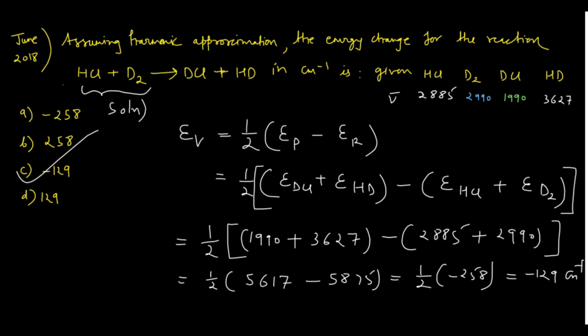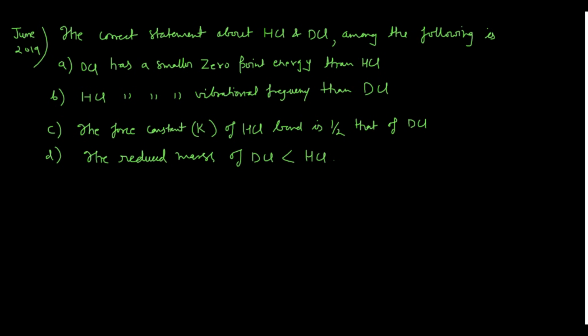Now moving to the next problem. It is again from the June 2019 examination, and the problem is saying: the correct statement about HCl and DCl among the following is: DCl has a smaller zero point energy than HCl; HCl vibrational frequency is smaller than DCl. This is not the kind of problem you can solve by only examining the options given. You have to solve this question, so I am writing the solution.